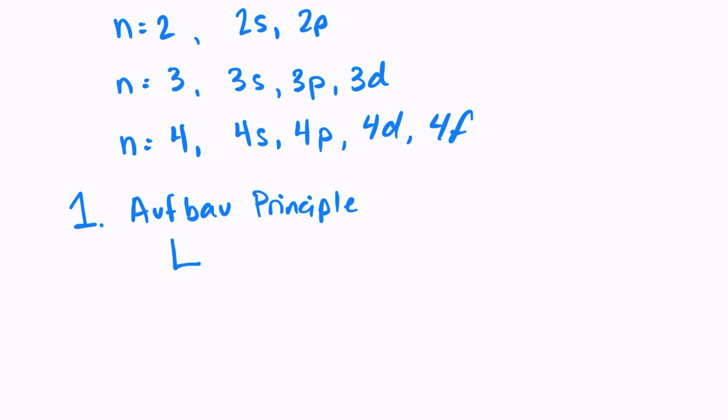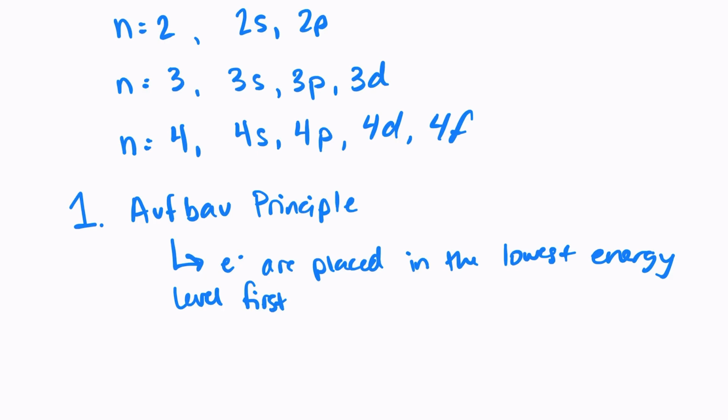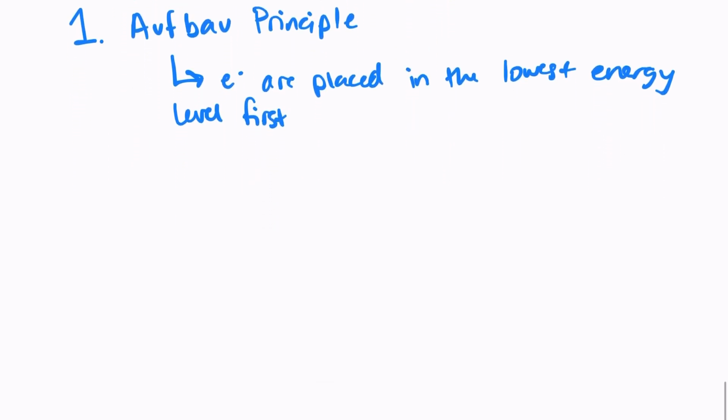And the Aufbau principle just says that electrons are placed in the lowest energy level first. So we just need to know the order of energy levels. We need to know which energy level has the lowest amount of energy. And there's a really easy trick to do this.